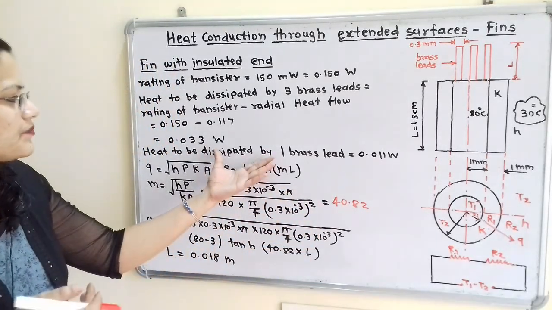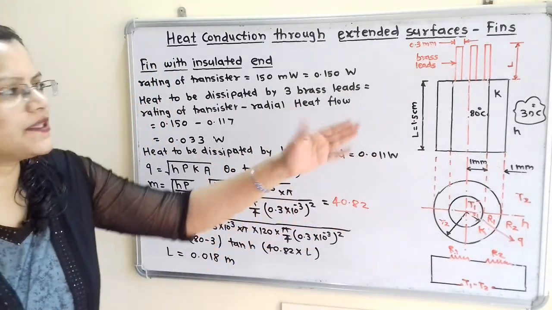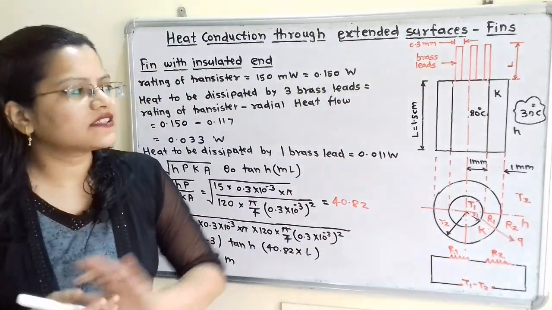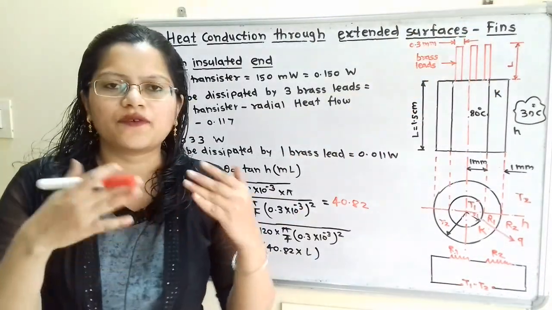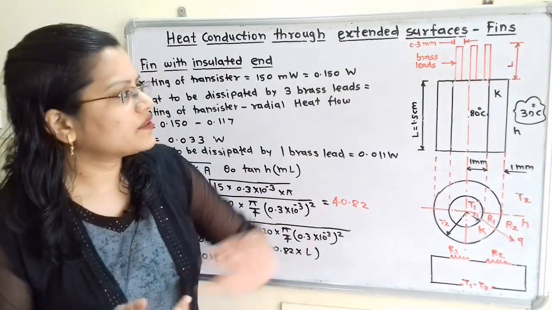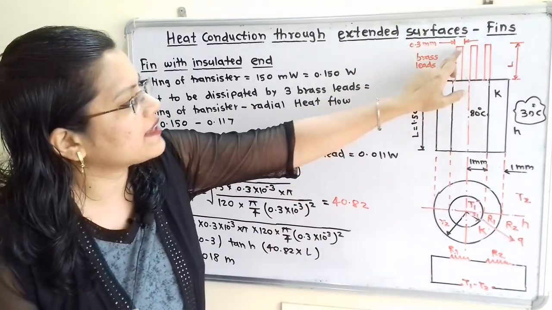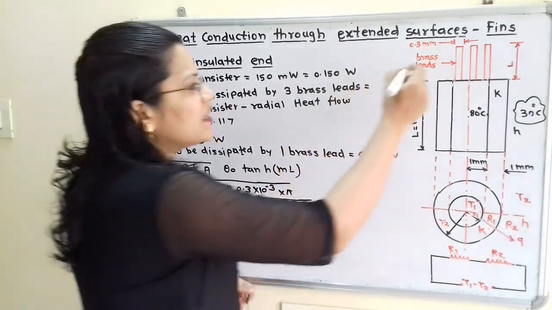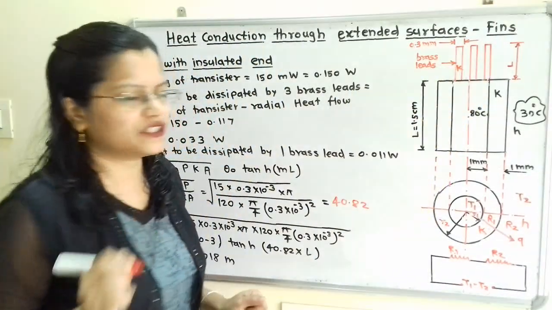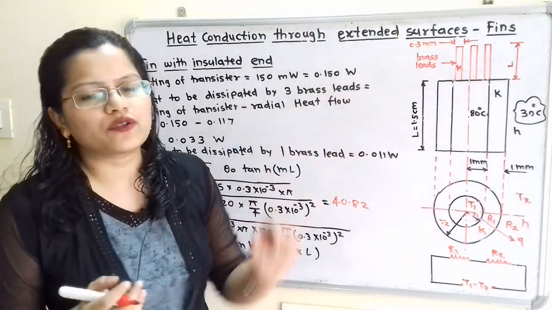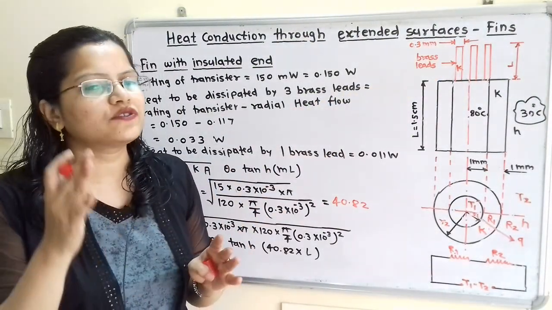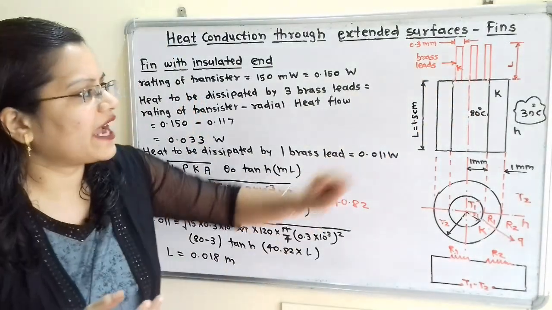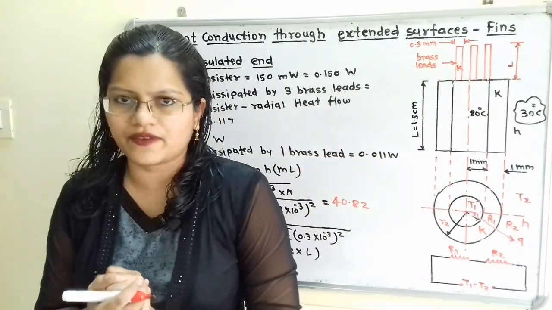Now this is the heat that is getting dissipated by one brass lead. Now what is this brass lead? This brass lead is nothing but the extended surface for the heat transfer. The material used is brass and whose conductivity K is also mentioned in the question. So I will write here that conductivity K is also mentioned. Now we have to use the formula for the heat transfer through the fins, because we will consider this brass lead as a fin and we have to find out what is the length for this fin.